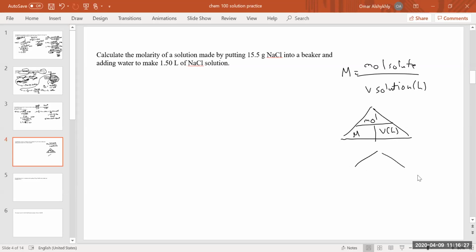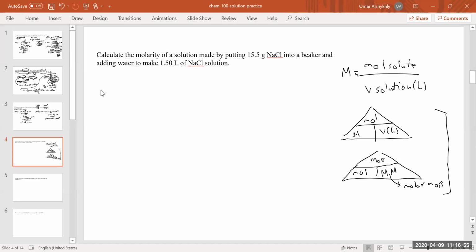Also, don't forget the relationship between mole and mass. Mole equals mass divided by molar mass. This is molar mass. Okay? Because in this type of calculation, usually we need, not always, most of the time we need both of these, depending on the type of the question that we have.